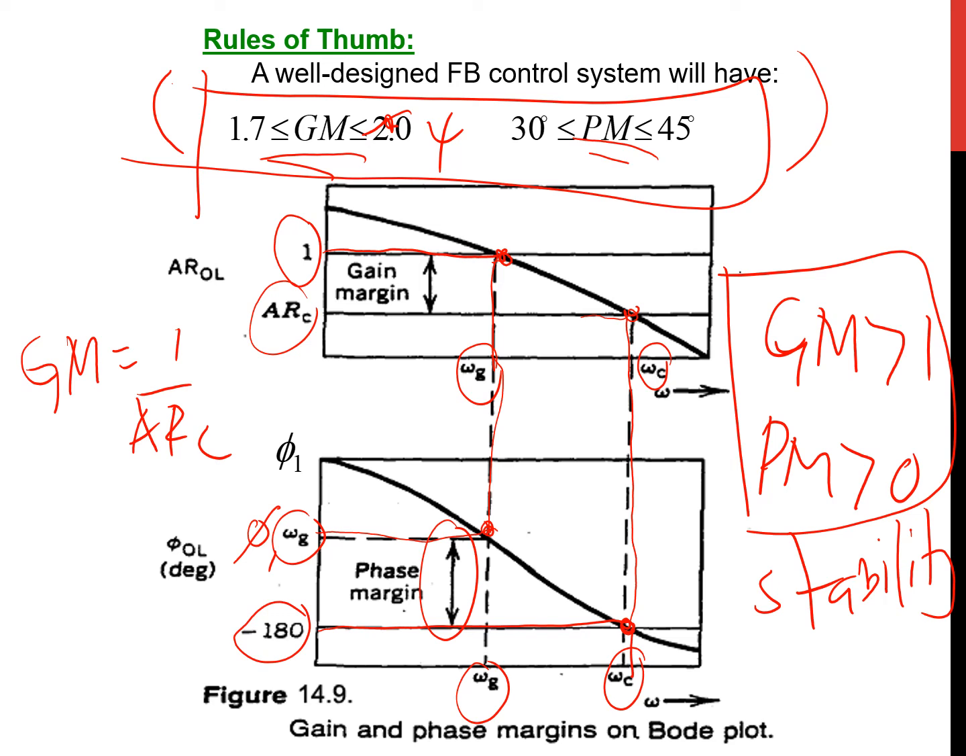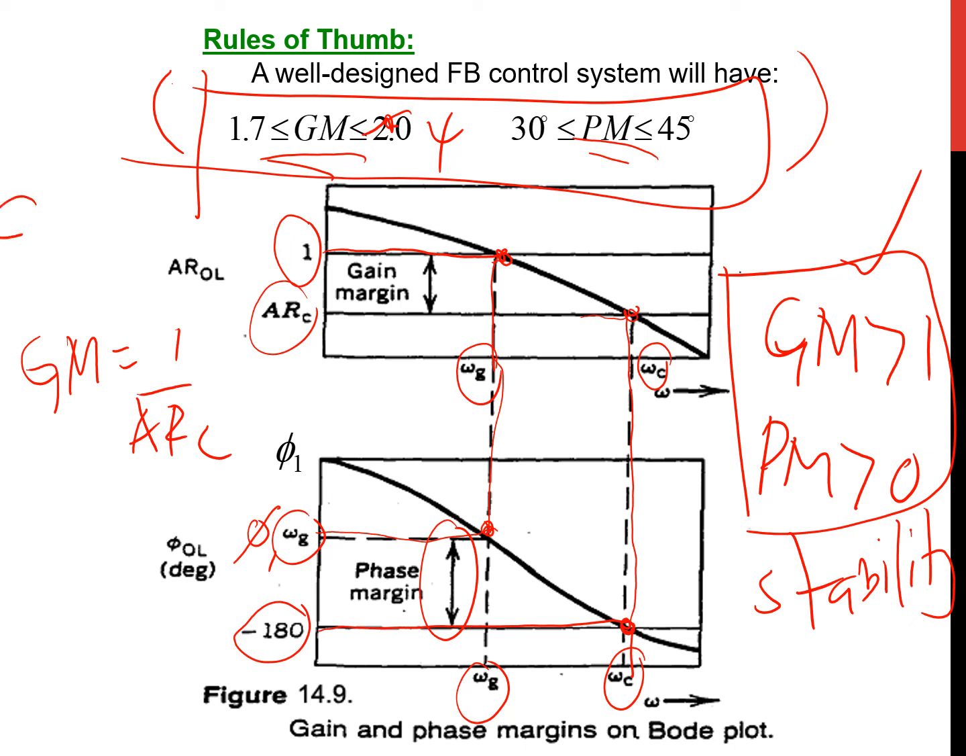So let's say you've satisfied the stability. Gain margin greater than 1, phase margin greater than 0. But your gain margin and phase margin are outside the range of a well-designed control system.